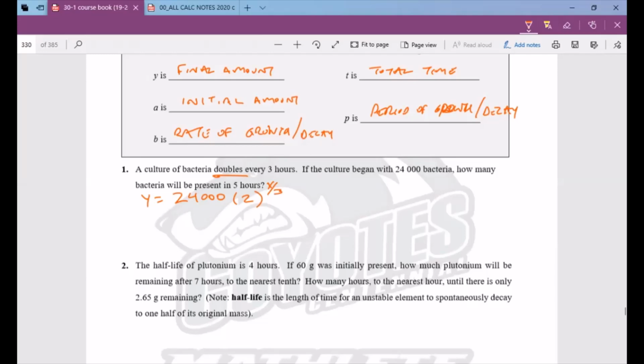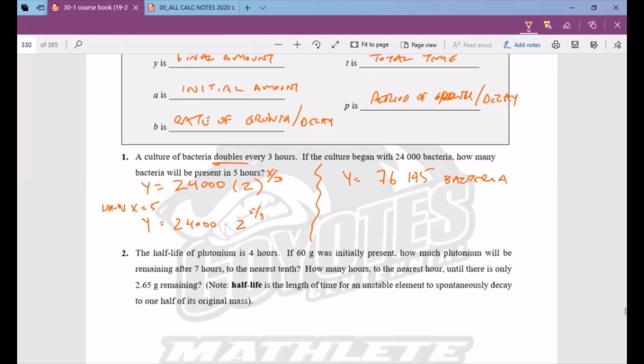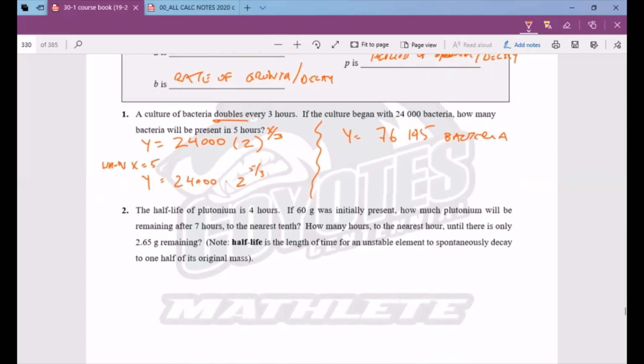How many bacteria will be present at 5 hours? So therefore, when x equals 5, this becomes y is equal to 24,000 times 2 to the 5/3, or y is equal to 76,195 bacteria. So kind of straightforward, not too bad. The only wrinkle is trying to keep that straight about what's going on in the exponent.